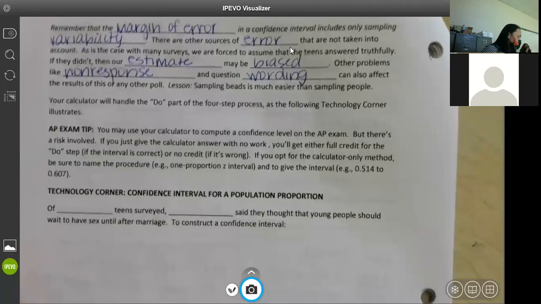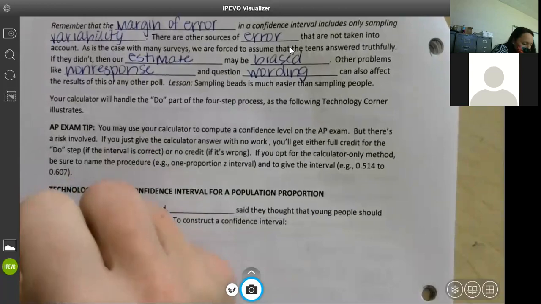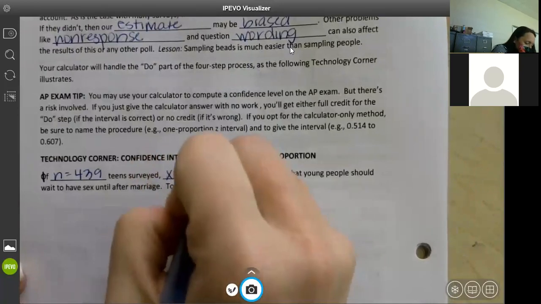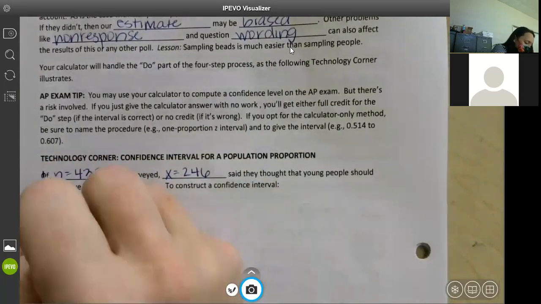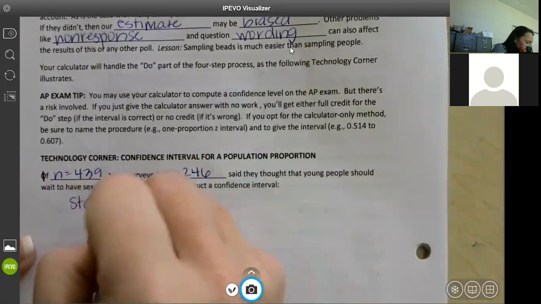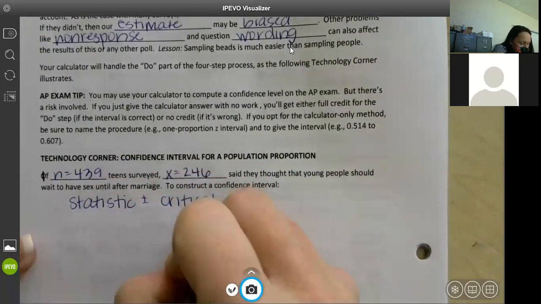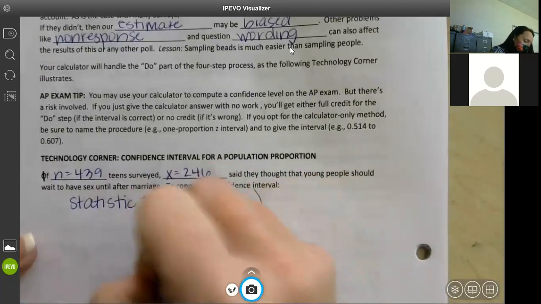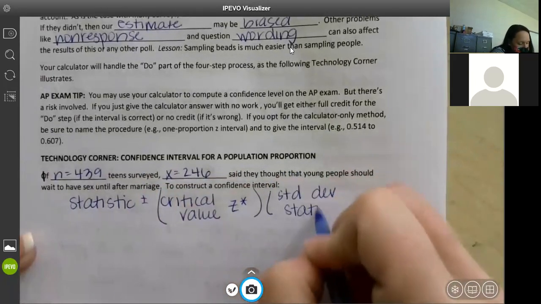All right. So this should say if n equals 439 teens are surveyed, we said that x equals 246. So they thought that young people should wait to have sex until after marriage. To construct a confidence interval, we'll do this. So remember we said the statistic plus or minus the critical value. And we said that was z star times the standard deviation of the statistic.